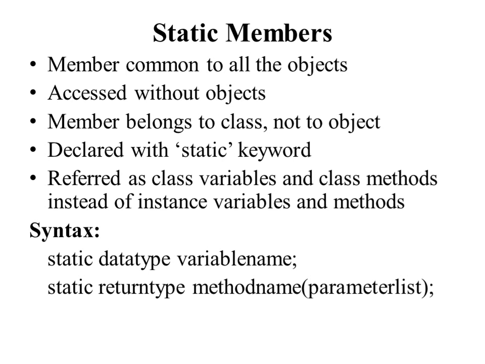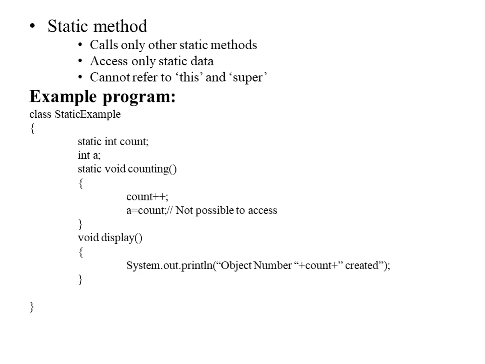What is the syntax for static members? When you want to declare a variable to be static, include the keyword static followed by the data type and then the variable name. When you want to declare a method to be static, give the keyword static followed by the return type, the method name, the parameter list, and then the definition of the method.